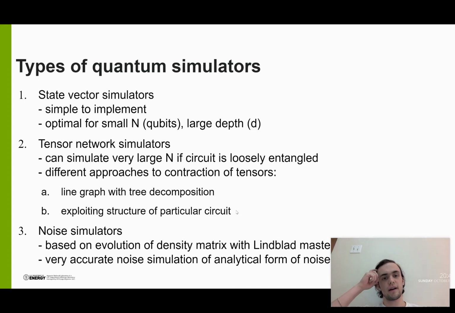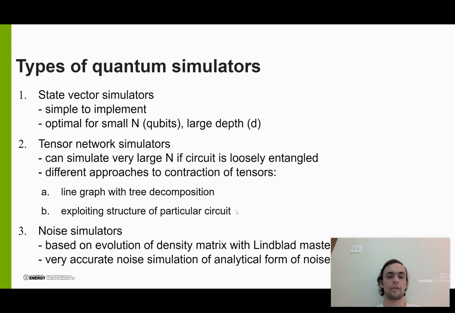This approach is fine and it's very easy to implement, but it has a huge drawback. The number of entries in this state vector is huge. It grows exponentially with the number of qubits, and I think you probably all know that.